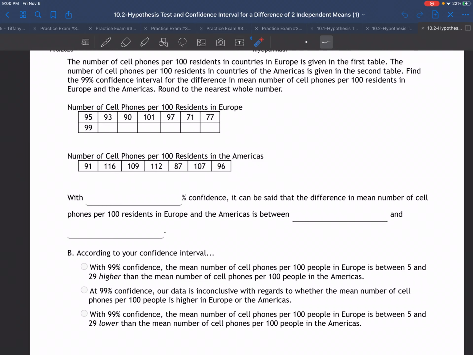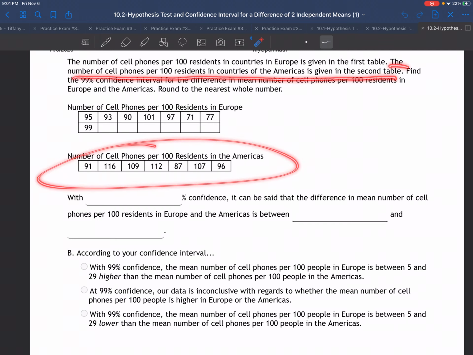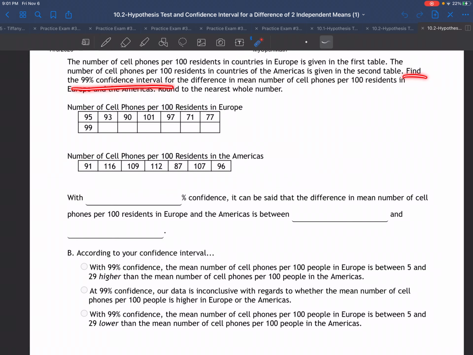Here's an example of a confidence interval. The number of cell phones per 100 residents in countries in Europe is given in the first table. The number of cell phones per 100 residents in countries in the Americas is given in the second table. Find the 99% confidence interval for the difference in mean number of cell phones per 100 residents in Europe and the Americas. Round to the nearest whole number.